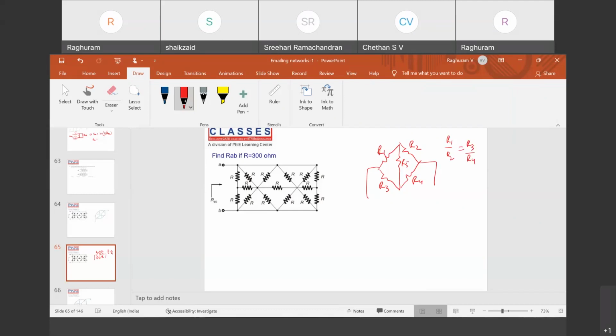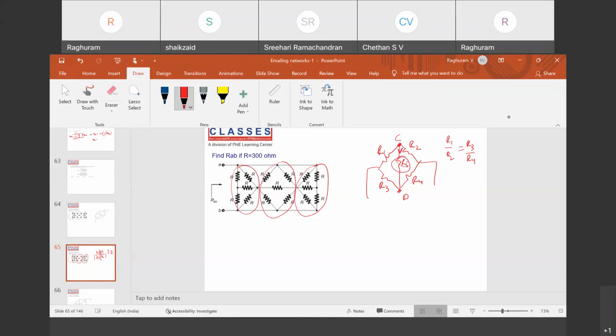So how many Wheatstone bridges can you see? This is one Wheatstone bridge, this is one Wheatstone bridge, and this is one Wheatstone bridge. And what happens under balanced bridge condition? The voltage at point C and the voltage at point D are the same. C and D will be at equipotentials, so no current flows through this resistor.